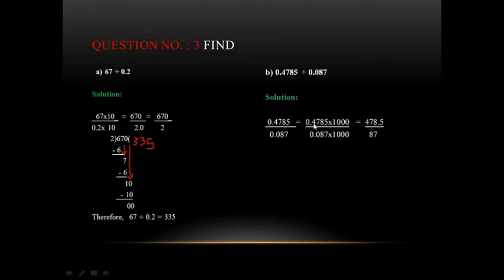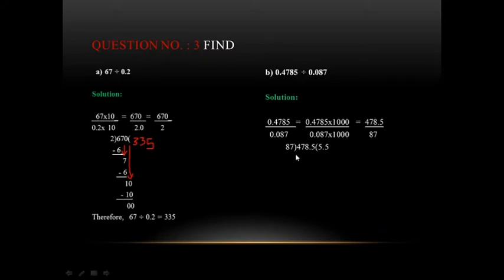So 0.4785 multiplied with 1000. So if 3 zeros are given, we will shift this decimal to the right side after 3 digits, so it will become 478.5. Then here also 0.087 multiplied by 1000, and here we have to shift this decimal to the right side after 3 digits, as the number of zeros present here is 3. So here we will write 87.0, and 87.0 is nothing but 87. Now we will perform the division.